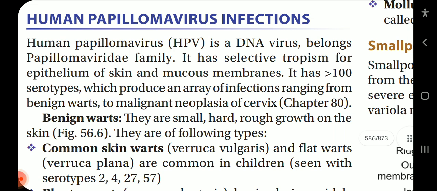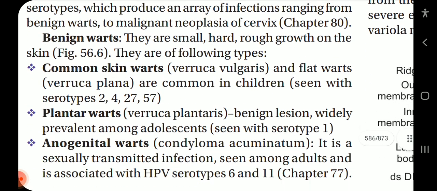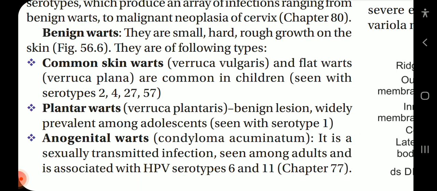Now coming on to human papilloma virus infections. Human papilloma virus (HPV) is a DNA virus, belongs to Papillomaviridae family. It has a selective tropism for epithelium of skin and mucous membranes. It has more than 100 serotypes which produce an array of infections ranging from benign warts to malignant neoplasia of the cervix. Benign warts. They are small, hard, rough growth on the skin.